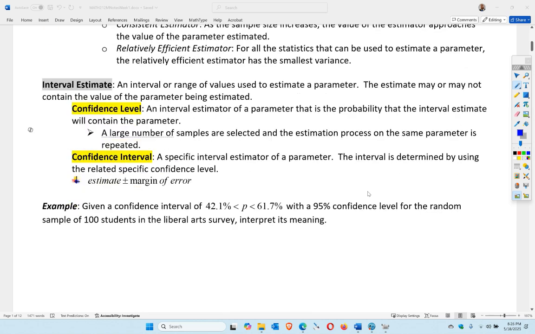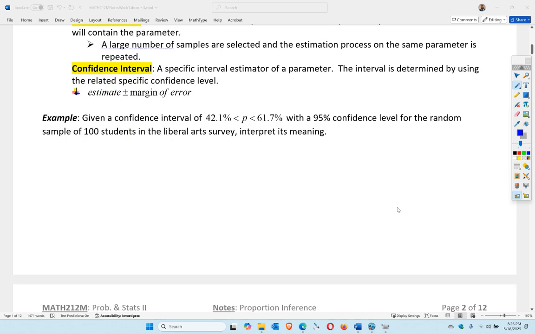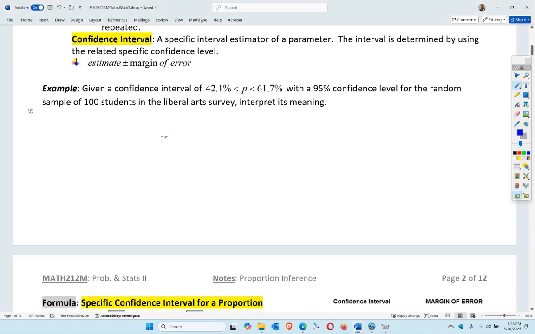So when you make a confidence interval, it's at some kind of level, okay? And that confidence interval is basically using your estimate, which could be the sample mean, the sample proportion, any number of things, plus or minus whatever the margin of error is, which is calculated differently depending on what you're trying to figure out an interval for. So let's say, for example, we have a confidence interval that says 42.1% to 61.7%, at a 95% confidence level with a sample of 100 students in the summer liberal arts survey. So what does this actually mean?